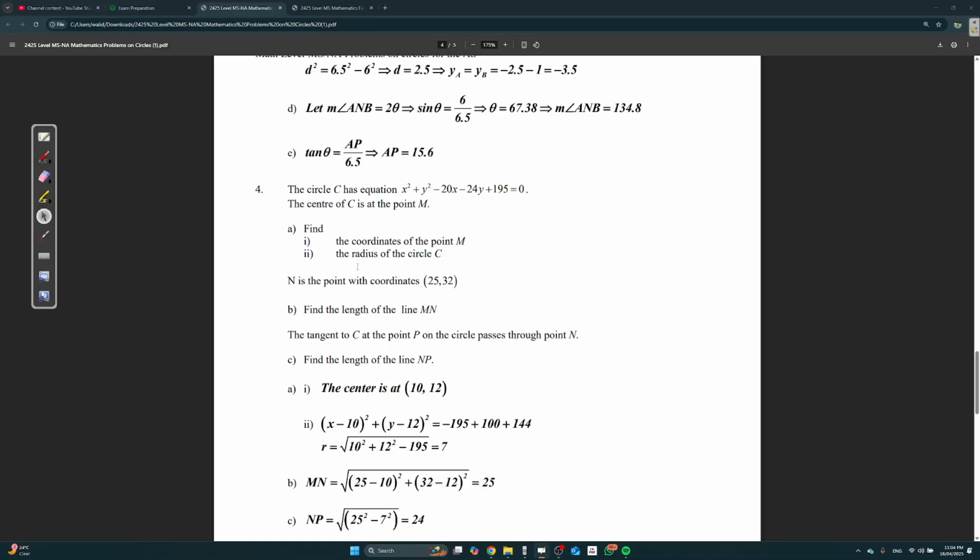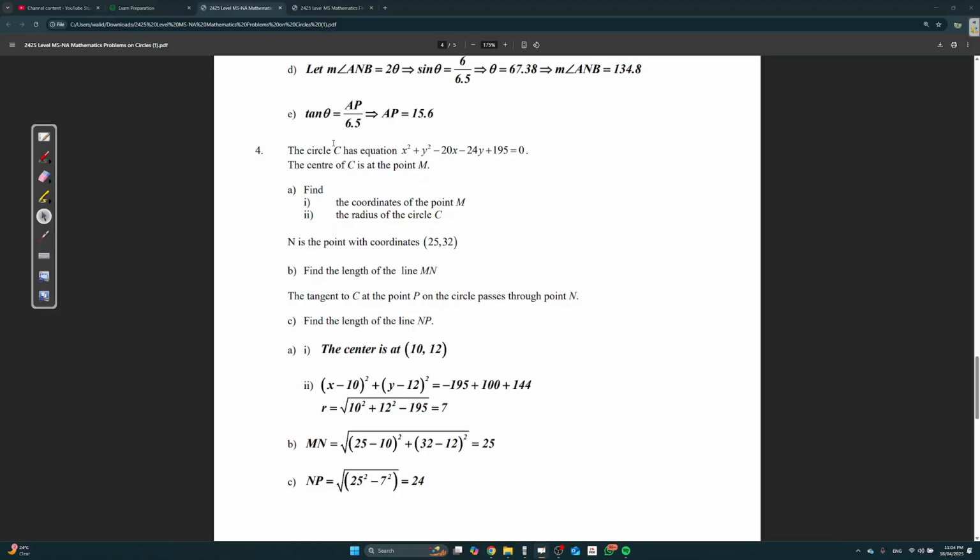The circle C has equation x squared plus y squared minus 20x minus 24y, and so on. The center of C is at the point M. We'll find the coordinates of the point M. And you find the center. How do you find the center? If it's in standard form, you divide the coefficients of x and y by negative 2. Negative 20 over negative 2 is 10. Negative 24 over negative 2 is 12.